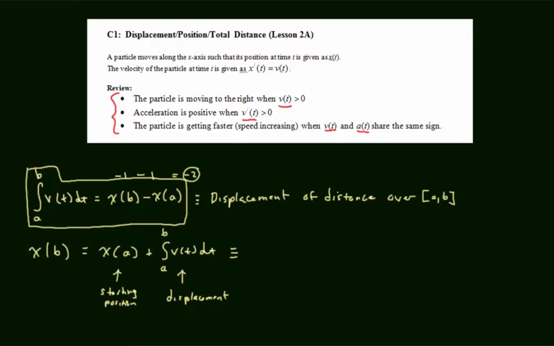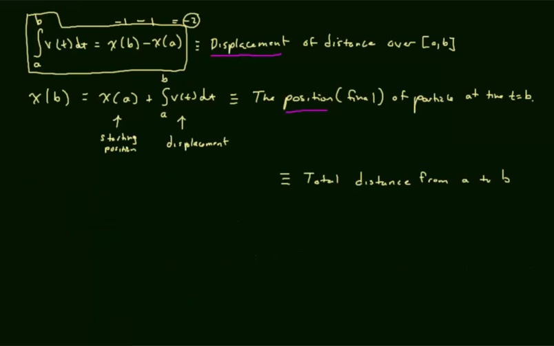So you take the starting distance plus the displacement, and that's going to give you what we already defined, the position or final position of the particle at time t equals b. So we have displacement, we have position, and the final one is total distance. Total distance from A to B.